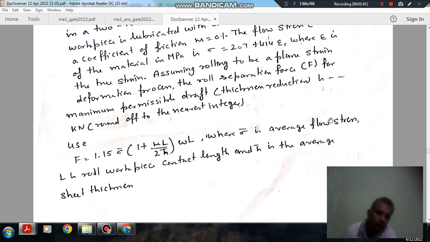Use F equals 1.16 sigma bar times w times L, bracket divided by 2 h bar, where sigma bar is the average flow stress, L is the roll workpiece contact length, and h bar is the average sheet thickness.